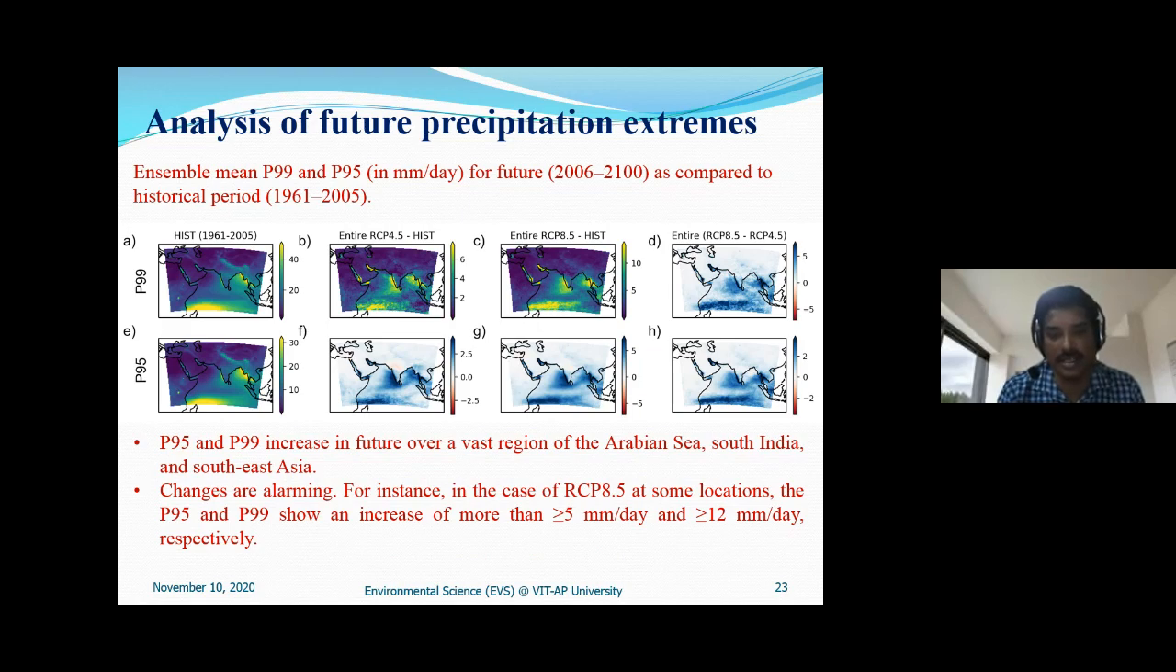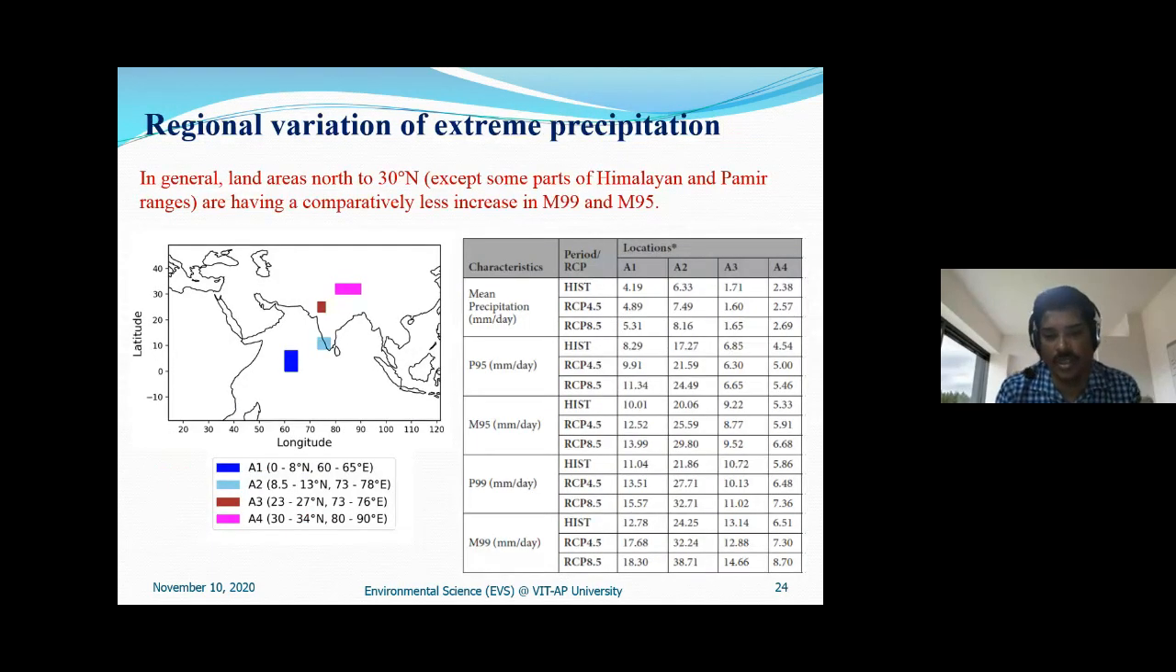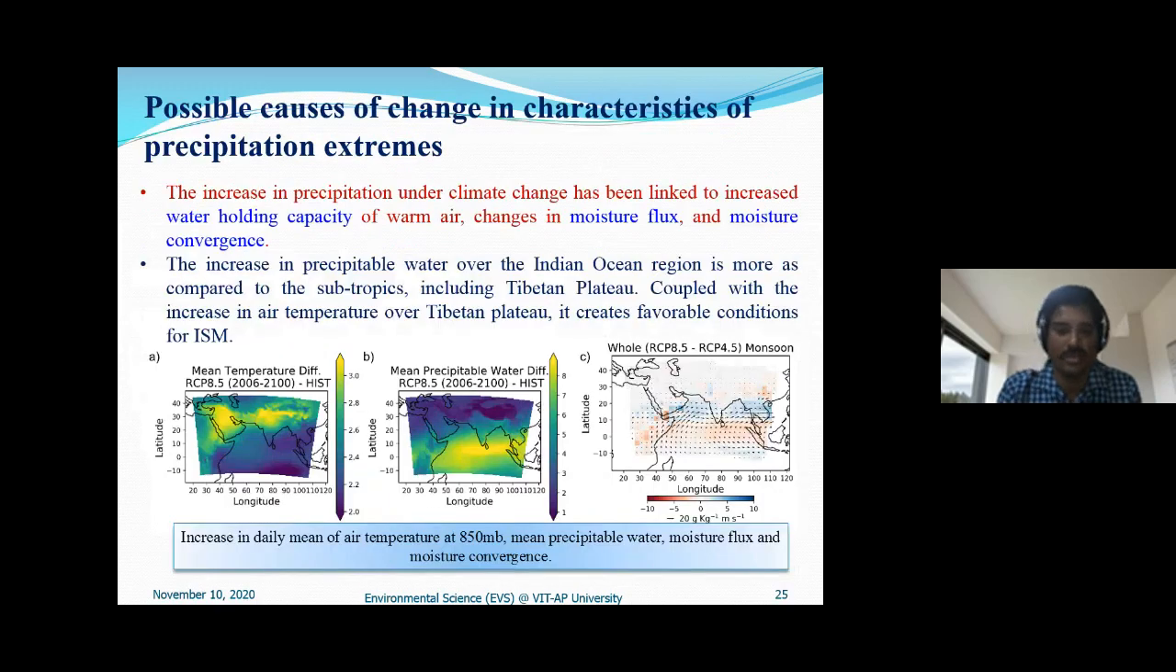For that, we have done an analysis related to the water holding capacity of warm air. You know that when the air is warming up, it can hold more water vapor, and if it can hold water vapor, it has a tendency to concentrate at a location. That is what is called moisture flux and moisture convergence. I'm not going into the details once again. The moisture flux basically means how much is coming in and how much is going out.